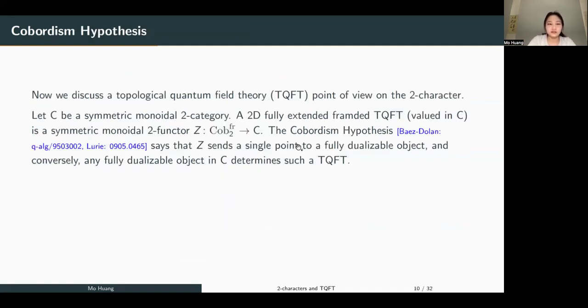Now we discuss a topological quantum field theory point of view on the 2-character. Let C be a symmetric monoidal 2-category. A 2-fully extended framed TQFT, which is valued in C, is a symmetric monoidal 2-functor Z from the Cob_2 framed to C. And the cobordism hypothesis by Baez-Dolan and Lurie says that it sends a single point to a fully dualizable object, and conversely, any fully dualizable object in C determines such a TQFT.